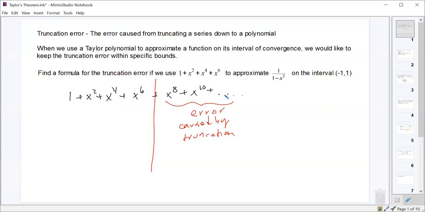Okay, perfect. So let's think solely about this error, because that's what we're trying to find out: how much are we off by? Well, what do x to the 8th and x to the 10th and x to the 12th and x to the 14th and x to the 16th, and so on, have in common?